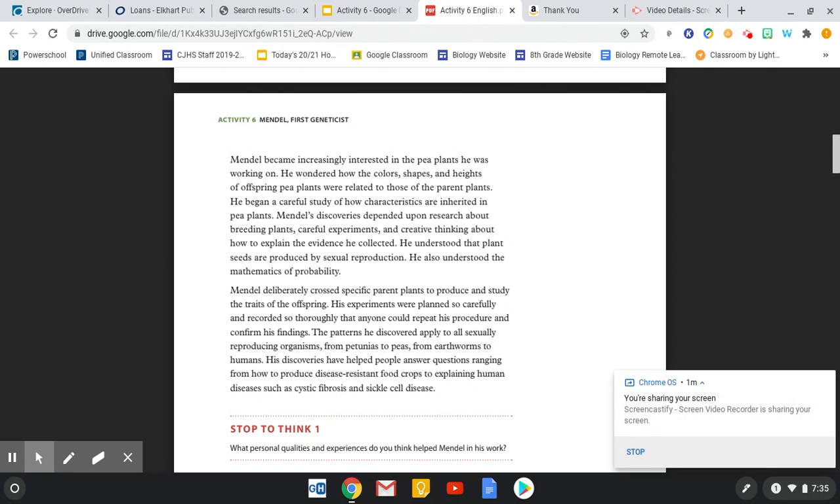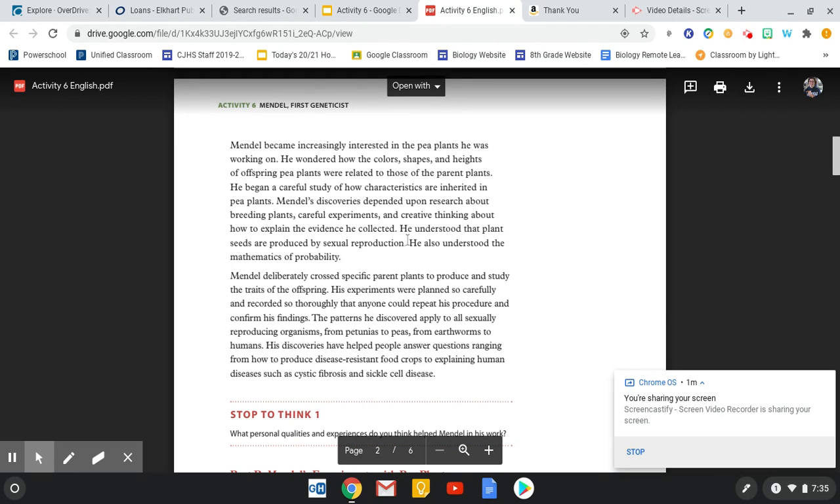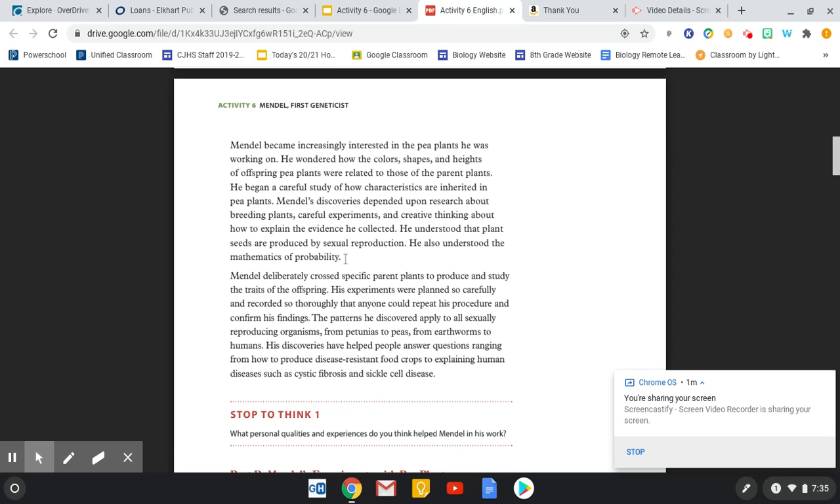Mendel's discoveries depended upon research about breeding plants, careful experiments, and creative thinking about how to explain the evidence he collected. He understood that plant seeds are produced by sexual reproduction. Okay, side note, remember what we learned in Activity 3 about sexual versus asexual. Going on. He also understood the mathematics of probability.